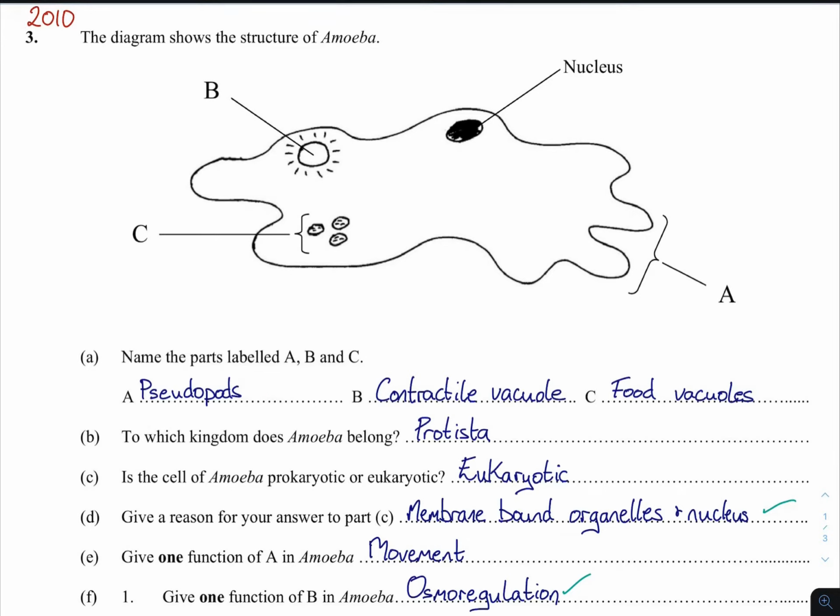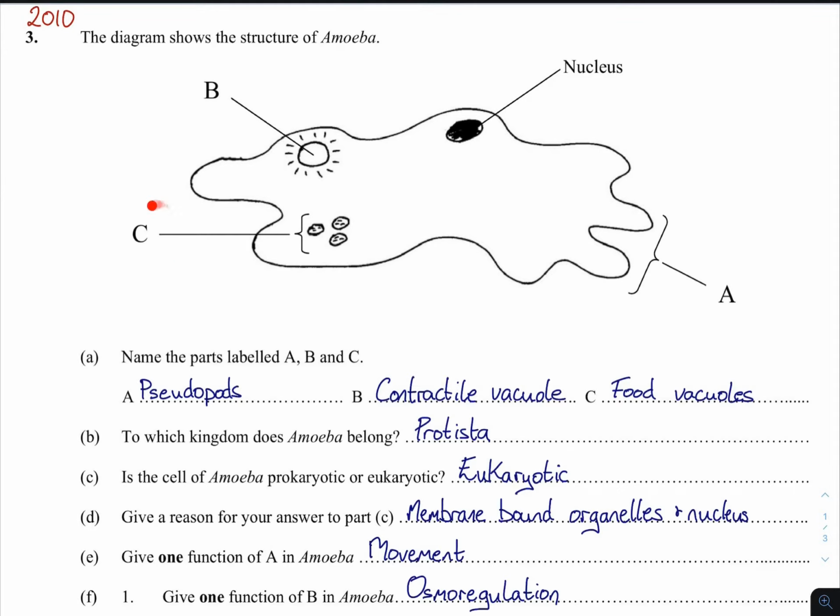B, the contractile vacuole. Now, this is really important because what makes amoeba so different to other organisms is that they have something called a contractile vacuole, not a normal vacuole. Okay, so that's kind of separate. So please don't forget to use the word contractile when you're talking about the vacuole here.